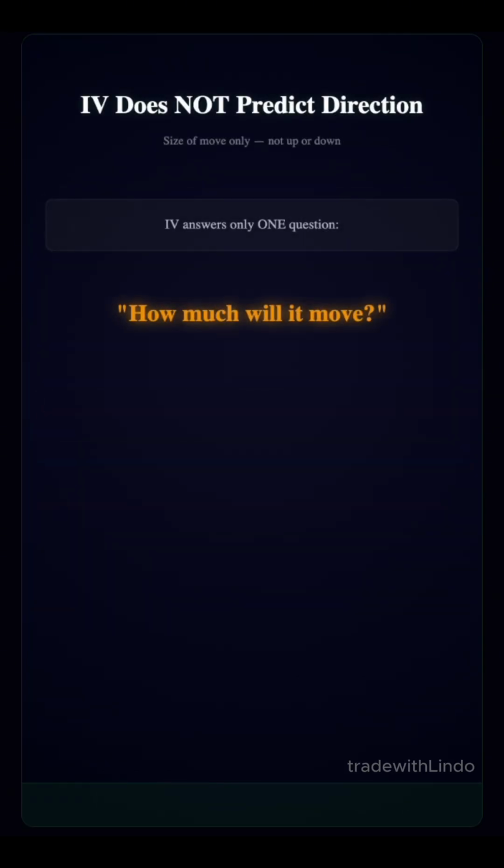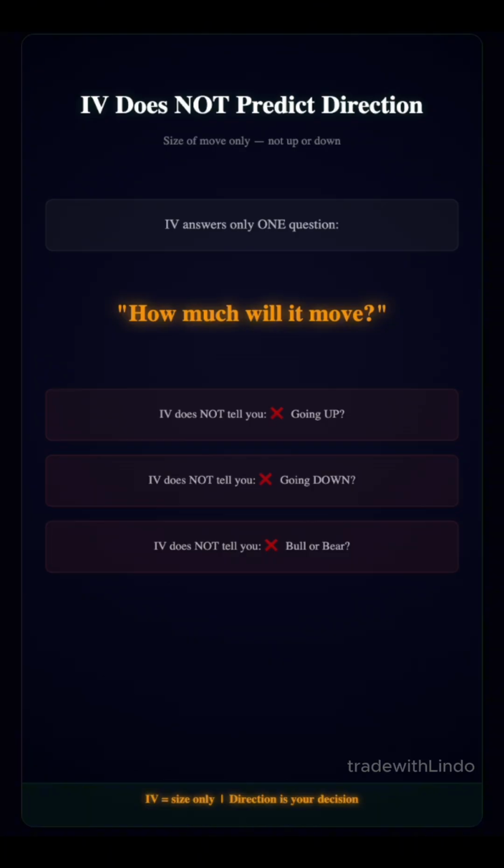Here is the most important thing to understand about IV. It does not tell you if a stock goes up or down. It only tells you how big the expected move is. A stock with high IV could go up 20%, or it could go down 20%. IV does not care which direction. It just says a big move is coming. This is why you can never trade based on IV alone. You still need a view on direction.